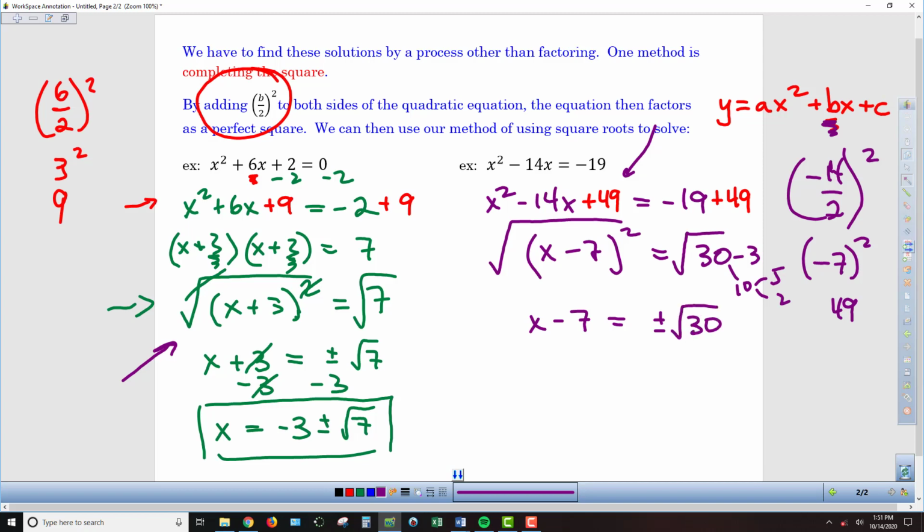And so then our last step is to get x by itself. So just add 7 to both sides. And so we get x equals 7 plus or minus the square root of 30.